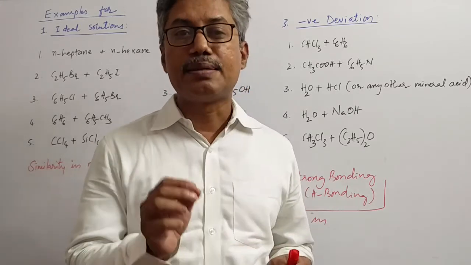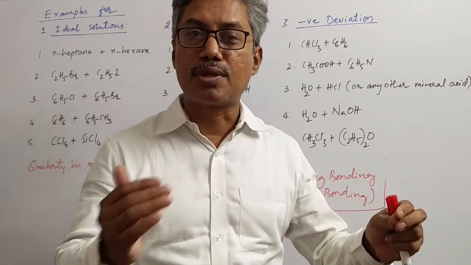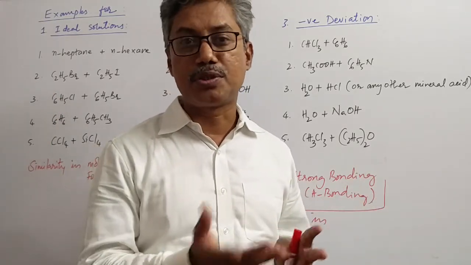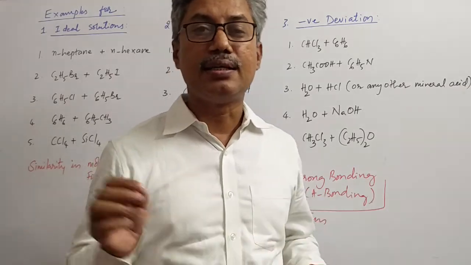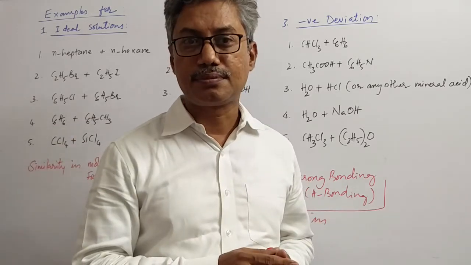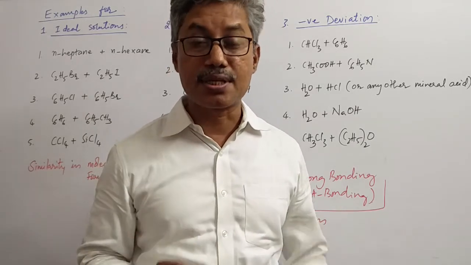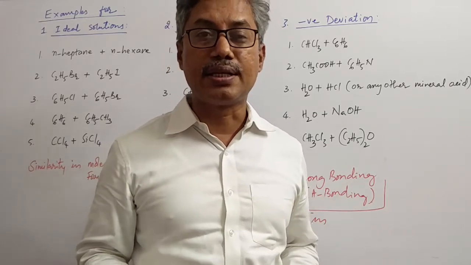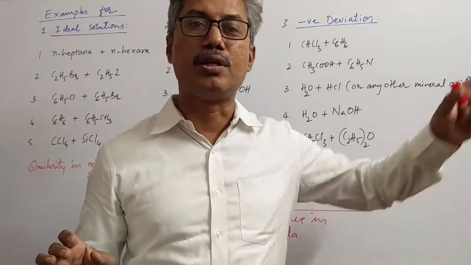In non-ideal, if the bond strength between solute-solvent is stronger than solute-solute and solvent-solvent, then we call it negative deviation, the solution which shows negative deviation from the Raoult's law. And if the solute-solvent bond strength is weaker than the bond strength of solute-solute and solvent-solvent molecules, then such solution we call positive deviation, the solution which shows positive deviation from the Raoult's law. Is that clear, students? This entire classification just depends on the bond strength between solute-solvent, solvent-solvent, and solute-solute.